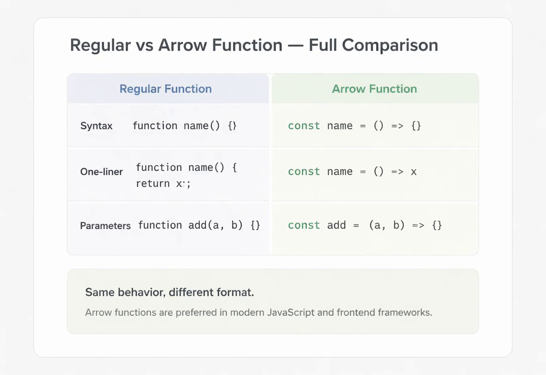Here's a clean summary of the differences between regular functions and arrow functions. The syntax is different. Regular functions use the function keyword, while arrow functions use const and the arrow symbol. For one-liners, arrow functions can skip the curly braces entirely. Parameters work the same way in both. You just list them inside the parentheses. The key takeaway is that these are not two different things. They're two different ways to write the same thing. The instructor emphasizes this clearly. It's the same function, just a different format. In modern JavaScript, and especially in frameworks, you'll see arrow functions used very frequently.